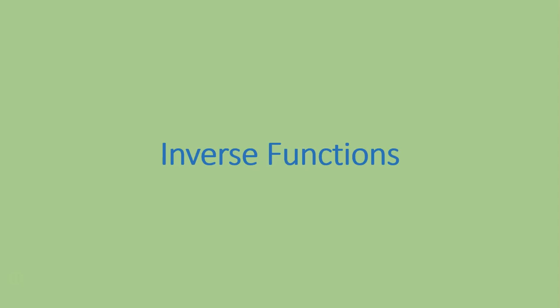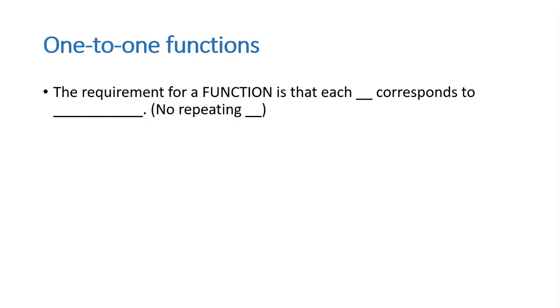So we have two goals. The first is to determine whether or not two functions are inverses of one another, and the second is to take a given function and find its inverse, both algebraically and graphically. However, before we get to inverses, we need to define the term one-to-one. One-to-one is an adjective used to describe a function, just like we can describe a function as even or odd. As we already know, the requirement for a function is that each x corresponds to exactly one y. In other words, there's no repeating x or repeating input.